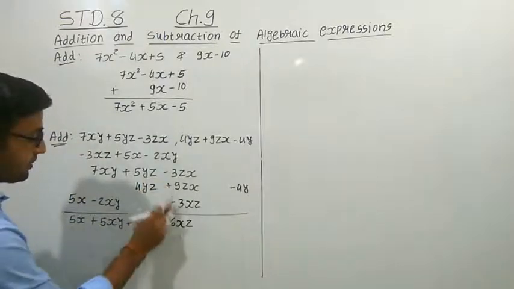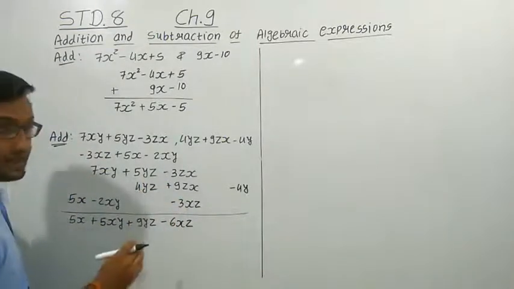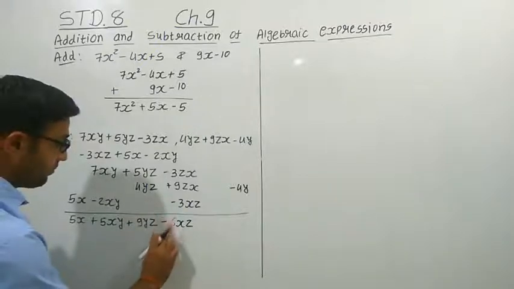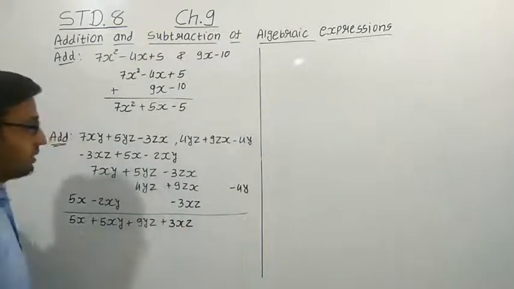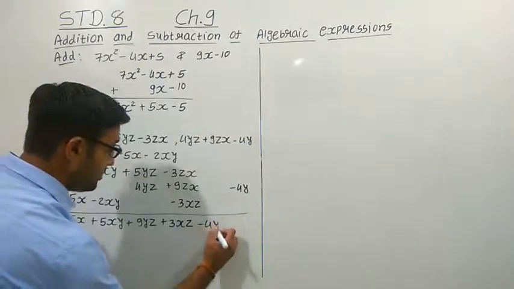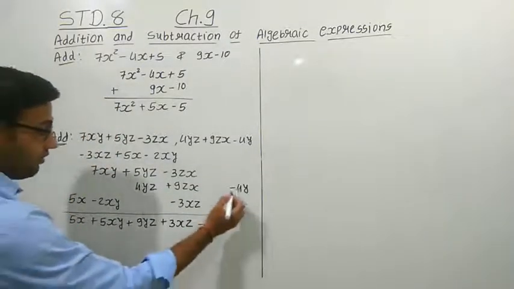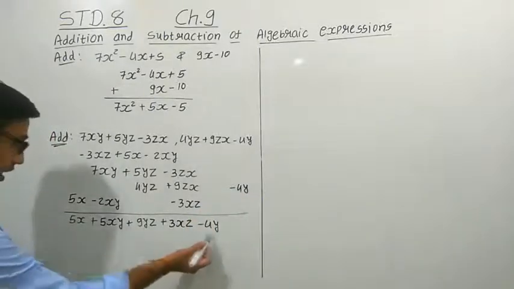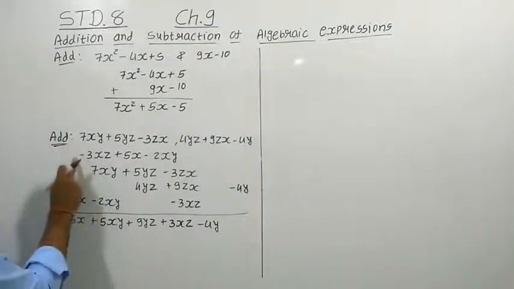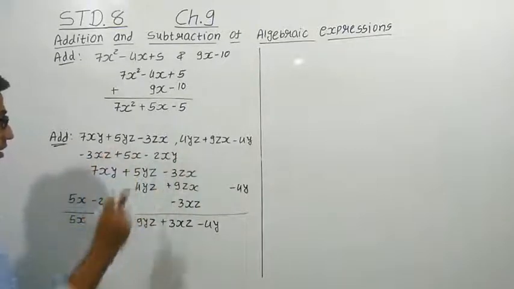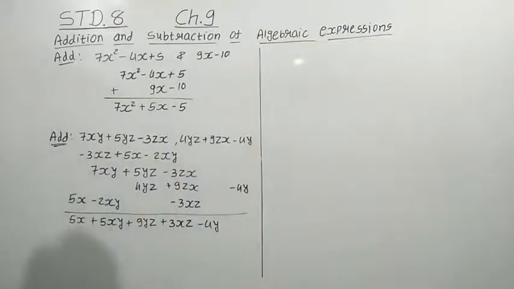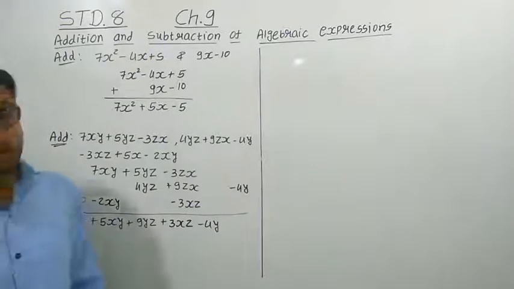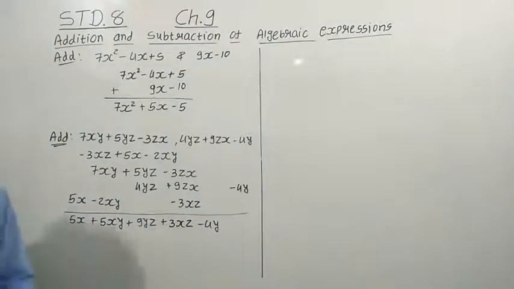This is minus 6xz and this is minus 9xz, so plus 6 minus 6 plus 9, that is plus 3, plus 3xz. And this minus 4y remains as it is because no like terms are there with y terms. So these are the addition of all the three expressions, first, second and third, right? So here we have to add all these terms like this. So this is the addition of the algebraic expressions: 5xy plus 9yz plus 3zx minus 4y plus 5x.